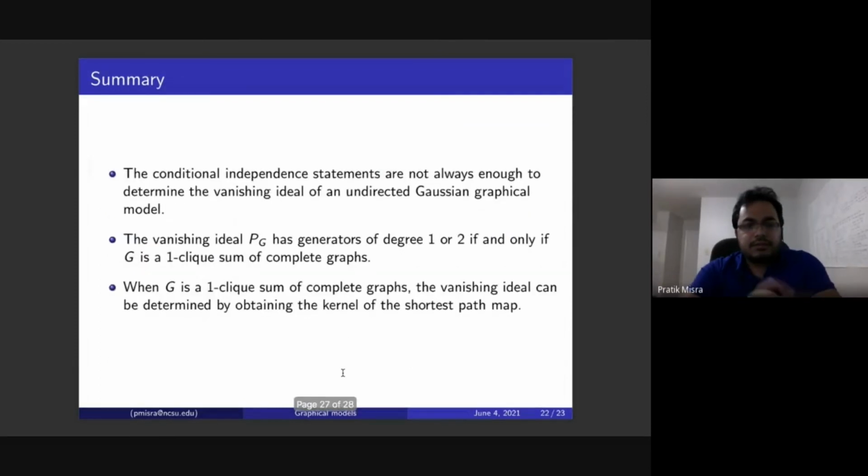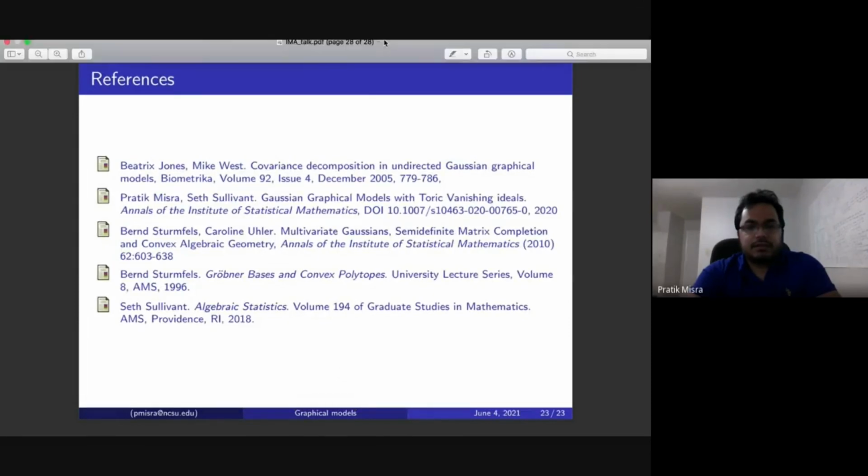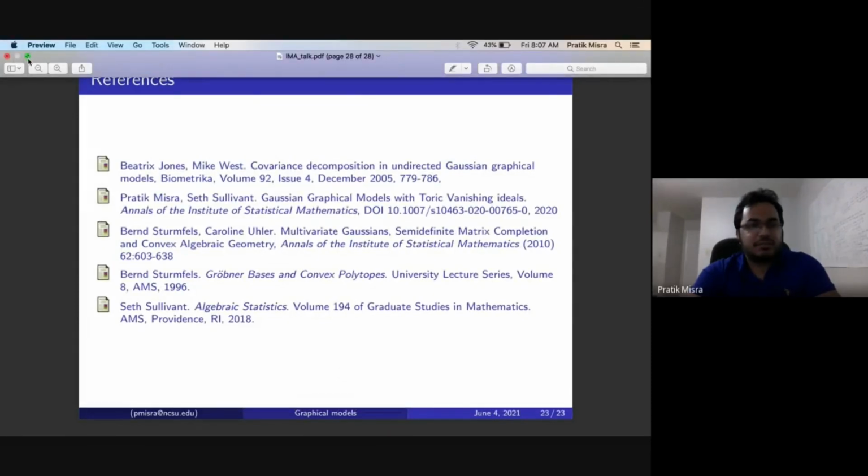So this brings us to the summary of what we covered so far. The conditional independence statements are not always enough to determine the vanishing ideal of the undirected Gaussian graphical model. And the vanishing ideal has generators in degree 1 and 2 if and only if G is the one-clique sum of complete graphs. And when G is a one-clique sum, the vanishing ideal can be determined by obtaining the kernel of the shortest path map. So here are a few references, and that's all I have to present for today. I'll be happy to take some questions right now.